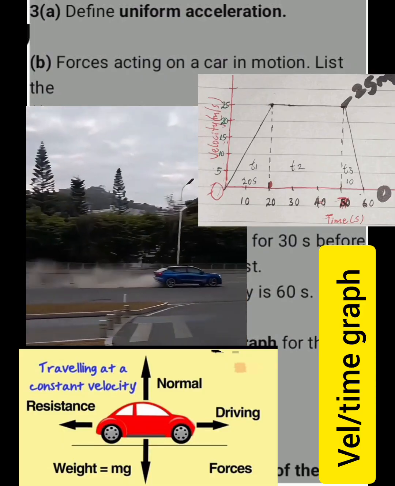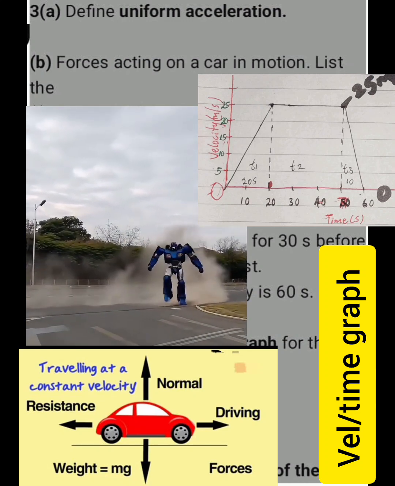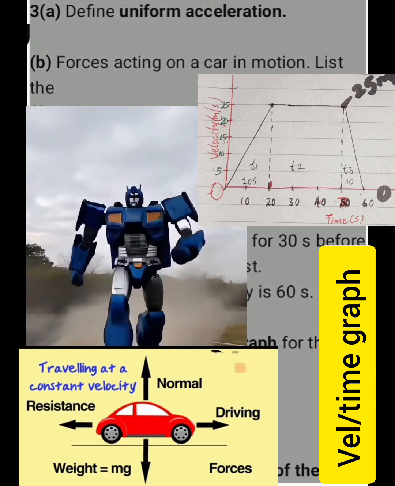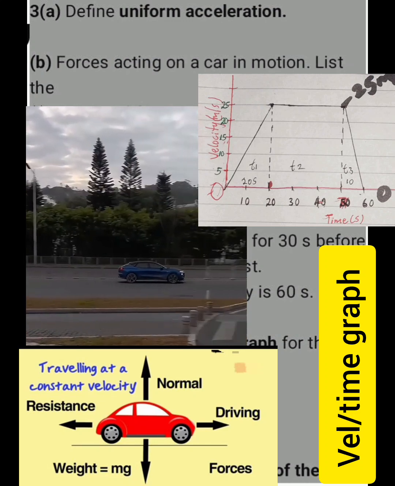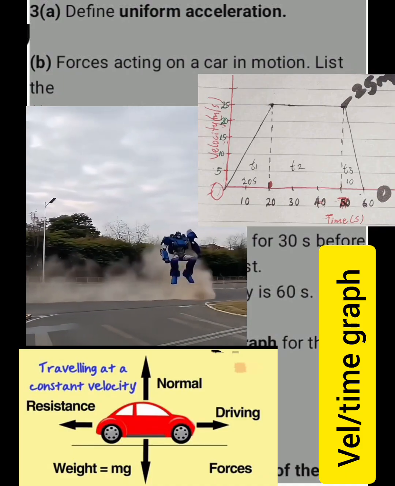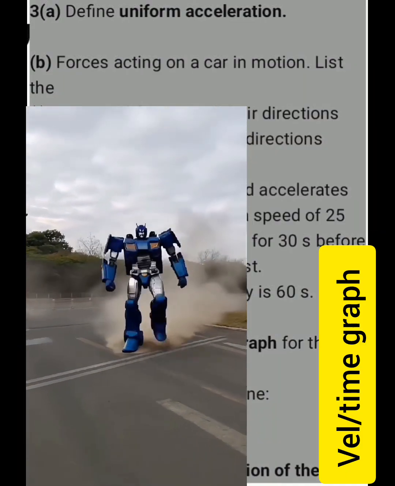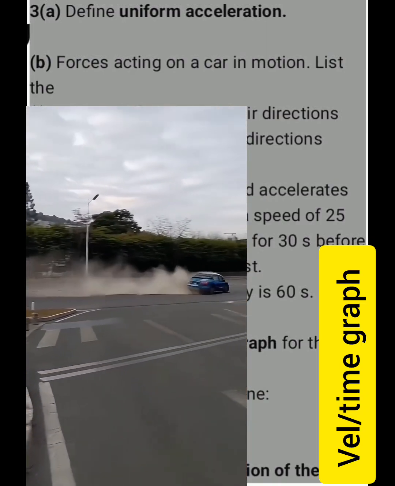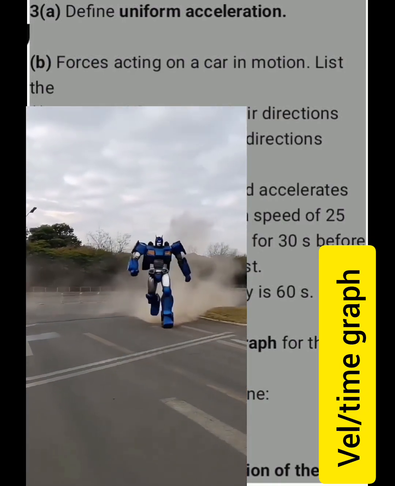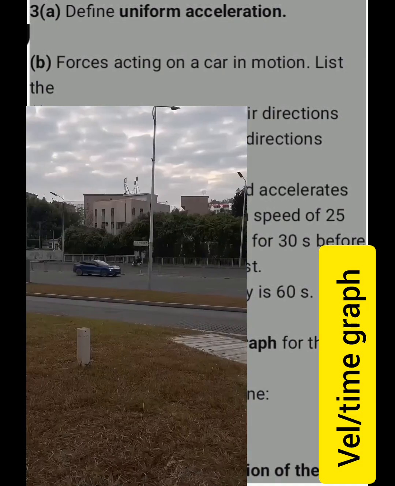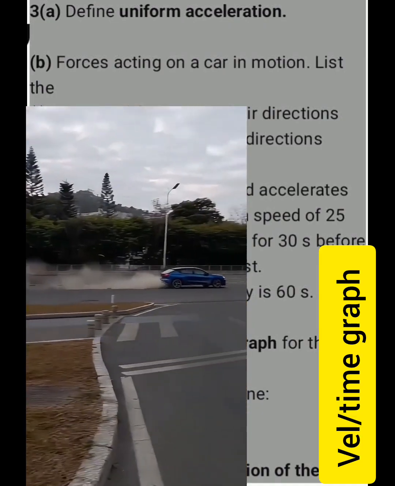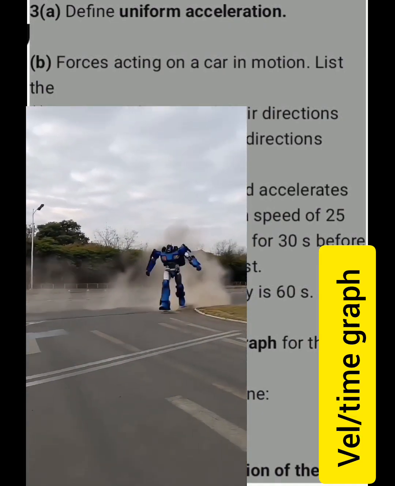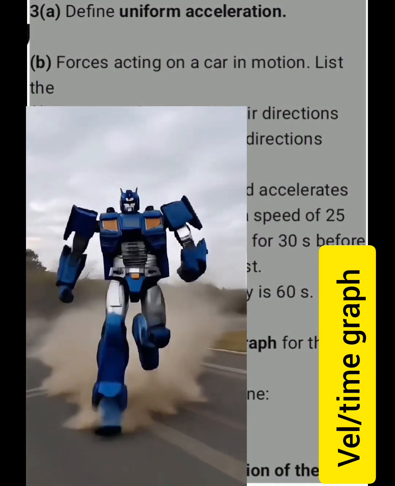So that's it. The difference between velocity and speed is that velocity is a vector quantity while speed is a scalar quantity. While velocity has magnitude and direction, speed has only magnitude without specific direction. Speed does not have a specific direction.